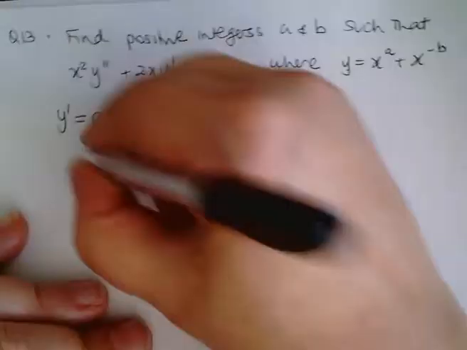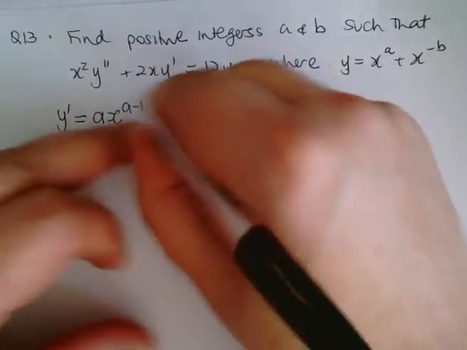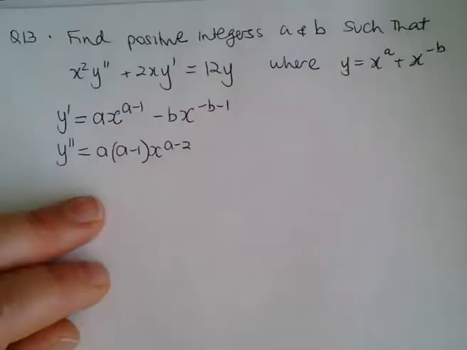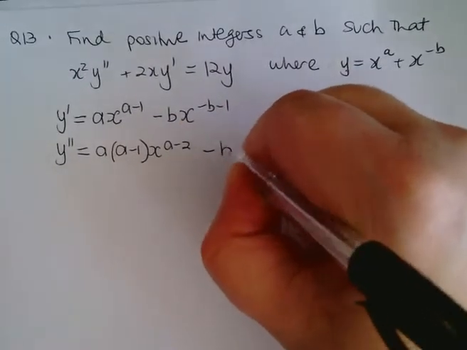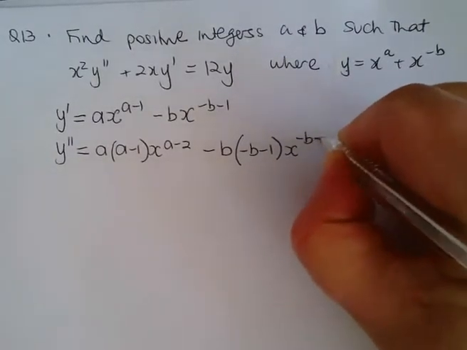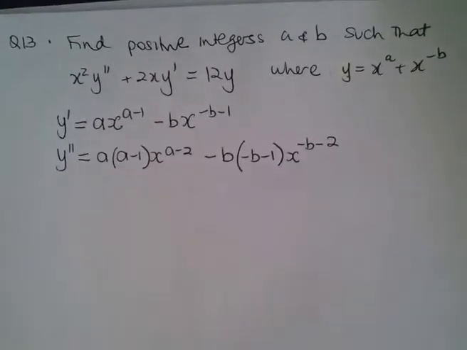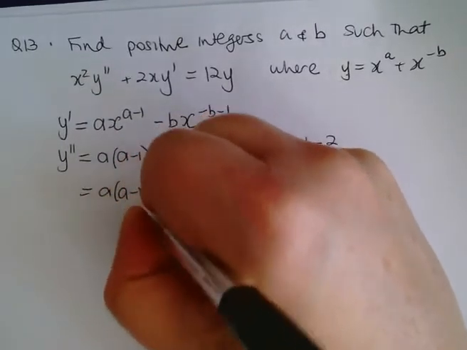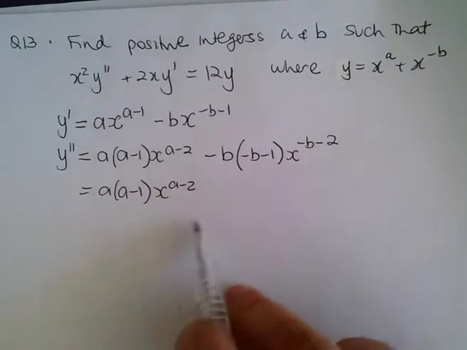All good? Y double dash, again bring the a to the front, the a minus 1 to the front. A minus 1, x to the a minus 2. And minus b times negative b minus 1, x to the negative b minus 2. We can clean this up a bit. You've got a times a minus 1 times x to the a minus 2. This is looking very much like what we were just doing in question 11.